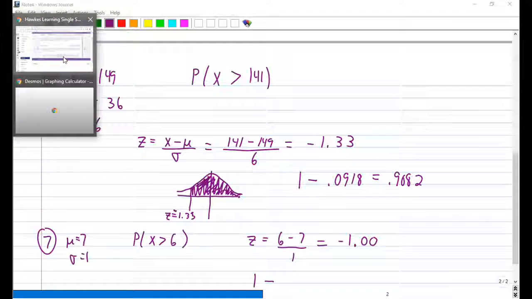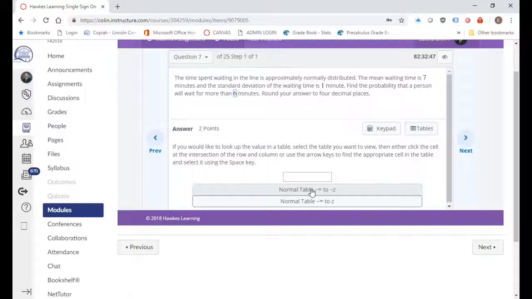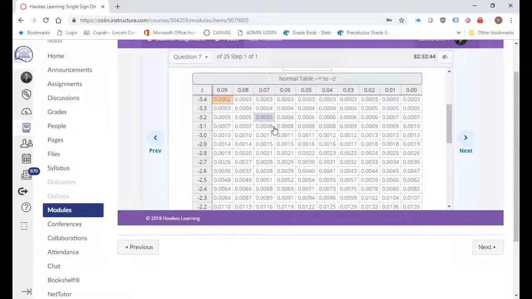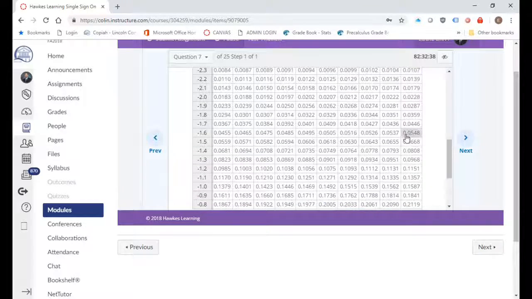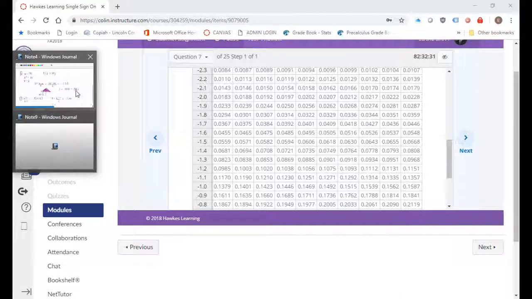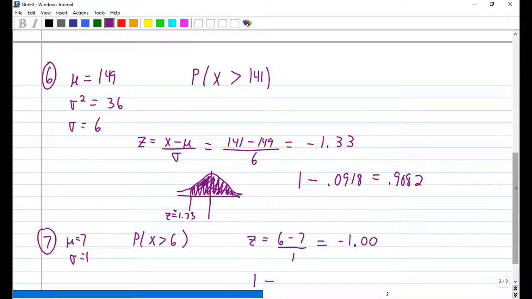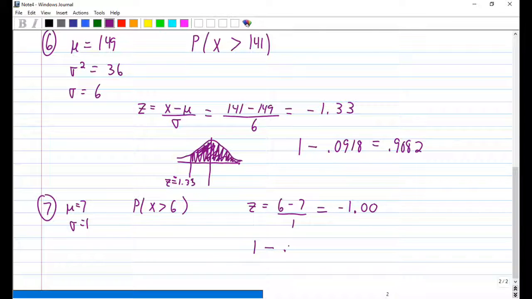So I'm going to look in the negative z-score chart. I'm going to look up, let's see, here's the 0 column here, the 0 in the hundredths. So negative 1.00. That's 0.1587. So I want to say 1 minus 0.1587. And when I do that, I get 0.8413. And that's my answer.